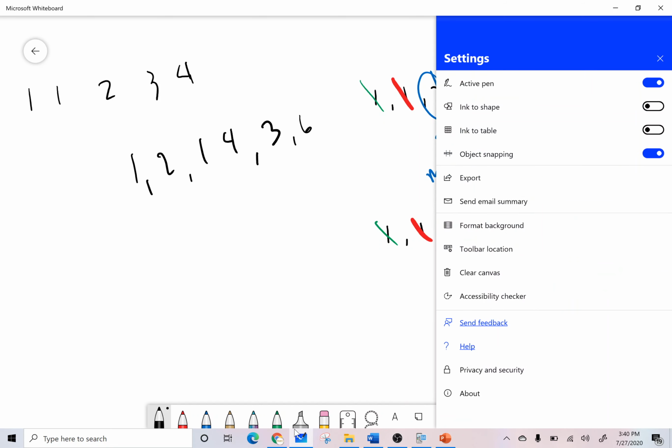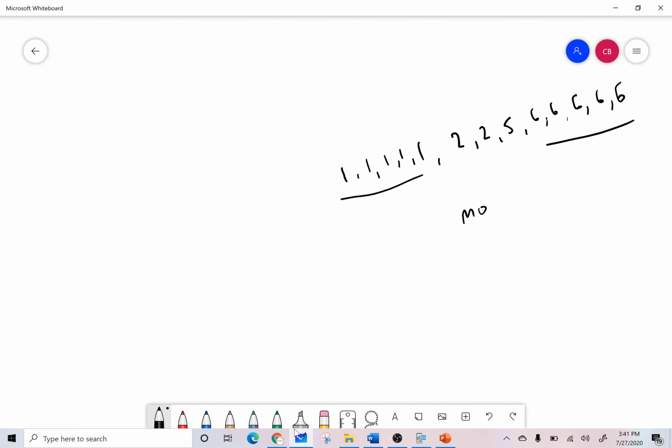So I am going to go, I have 1, this is my list, 2, 2. So if we have this list of numbers, we'll notice there are 5 1s and there are 5 6s, and everything else is less than that. So the mode here is 1 and 6. We call this bimodal. So we have bimodal, and it's 1 and 6.